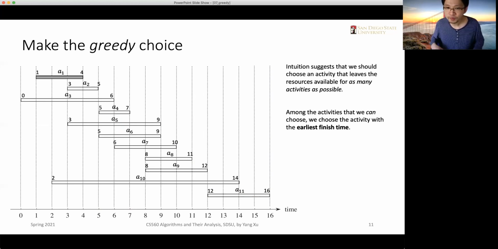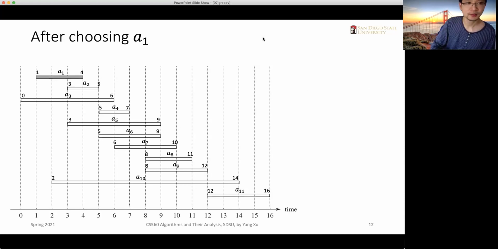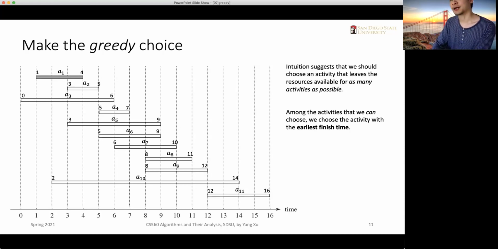And whenever we can choose among activities, we can use this intuition to guide us. We can choose the activity that has the earliest finish time, okay? So that's because it has the earliest finish time, then it will leave us as much resource, as much remaining time as possible. All right. Okay, so let's work on this example. Let's work on this example to complete the solution.